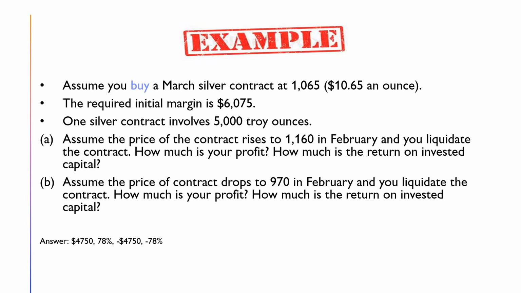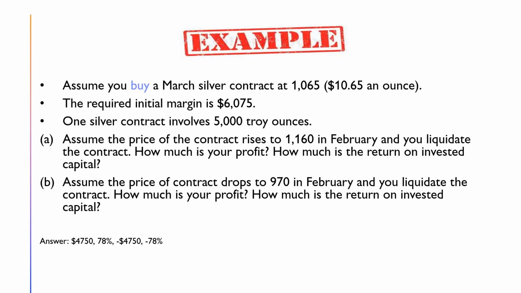Assume you buy a March silver contract at 1065, or $10.65 an ounce. The required initial margin is $6,075. One silver contract involves 5,000 troy ounces.